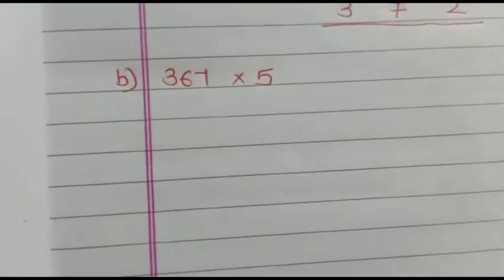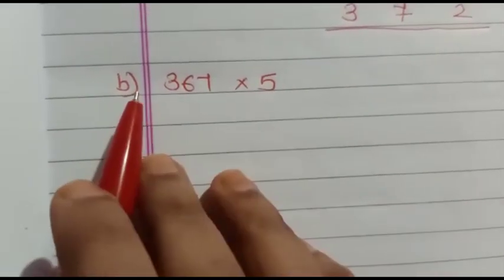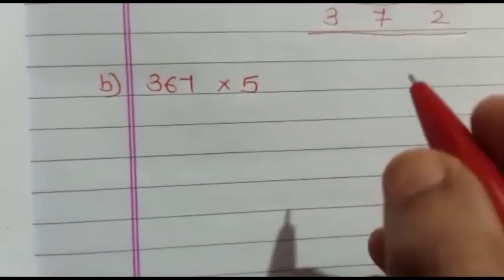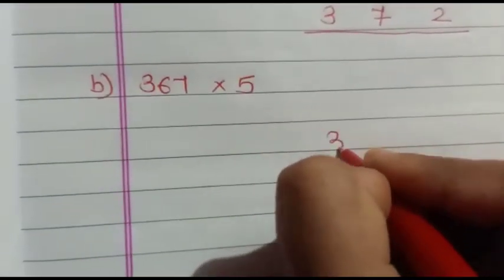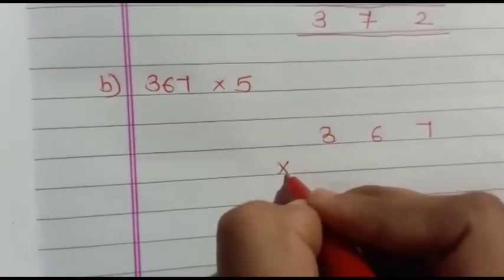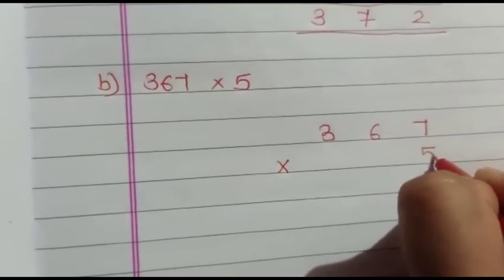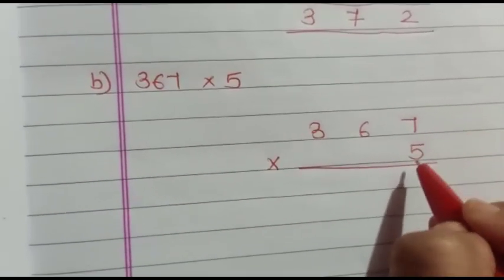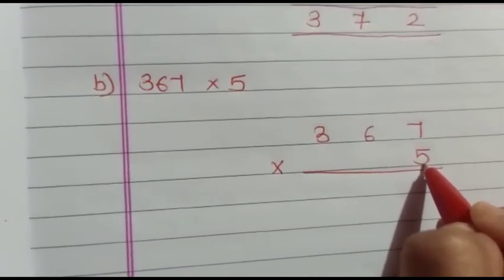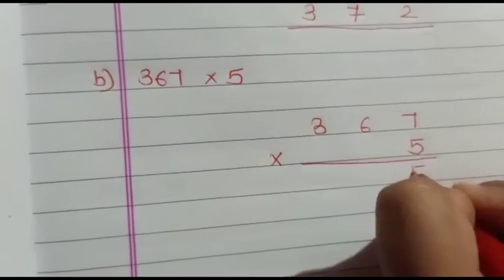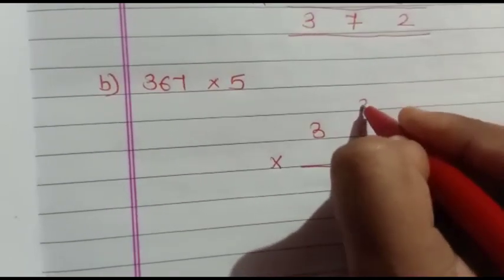Now here students, the second one, B1, is 367 multiplied by 5. Now we will write it: 367 multiplied by 5. So now let us do the multiplication from the units place. 5 sevens are 35. So 5 you will write, 3 you will carry.